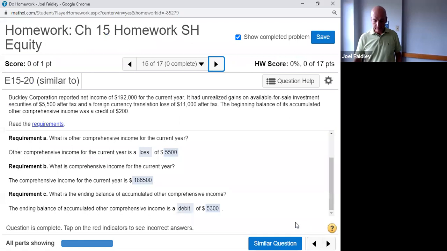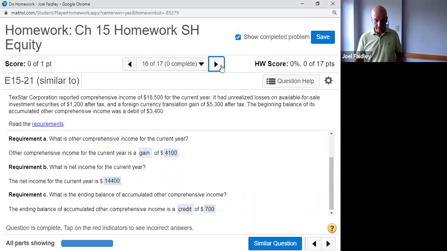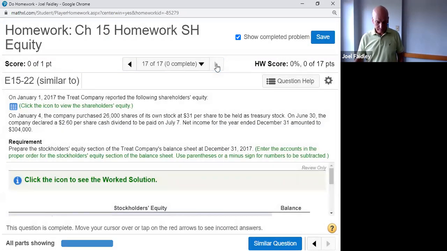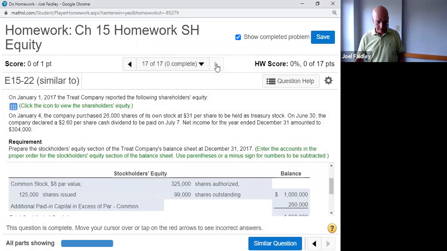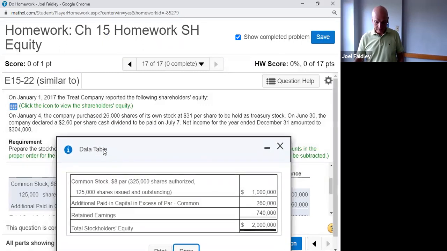The next one is identical in the way it's laid out. So you can do that on your own. There's the answers. And then finally, in 17, I'm going to let you do that one as well, because I think we've already worked everything relative to these. There's the information.